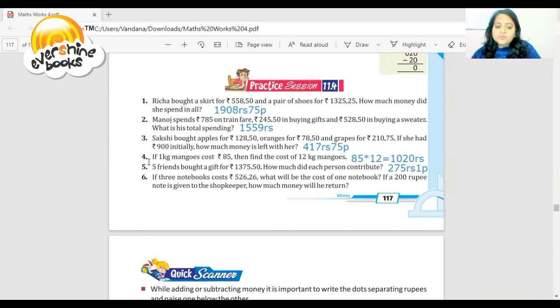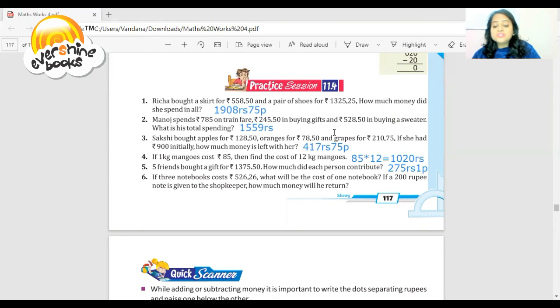Now, fourth question: if 1 kilogram of mangoes costs 85 rupees, then find the cost of 12 kilograms of mangoes. You have to do the multiplication here, 85 multiplied by 12. The cost of 12 kilograms of mangoes is the answer. Now, fifth question: 5 friends bought a gift for 1,375 rupees 50 paise. How much did each person contribute? You have to divide by 5, so you will get the answer 275 rupees 10 paise. Each person contributes that amount.